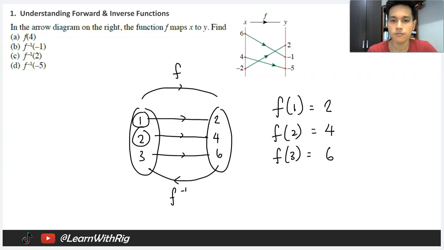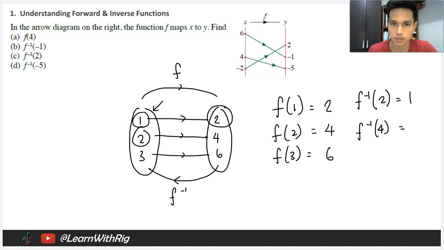But if I do the inverse function, it's going to look like this. Inverse of 2 is going to get me what? 1. Right? So that's called inverse. Inverse of 4 is going to give me what? The reverse of this is going to give me 2. And the inverse of 6 is going to give me 3. So this is the relationship between forward function and inverse function.